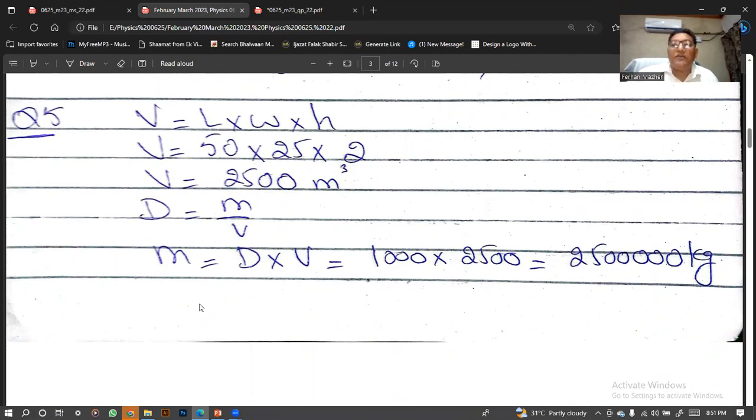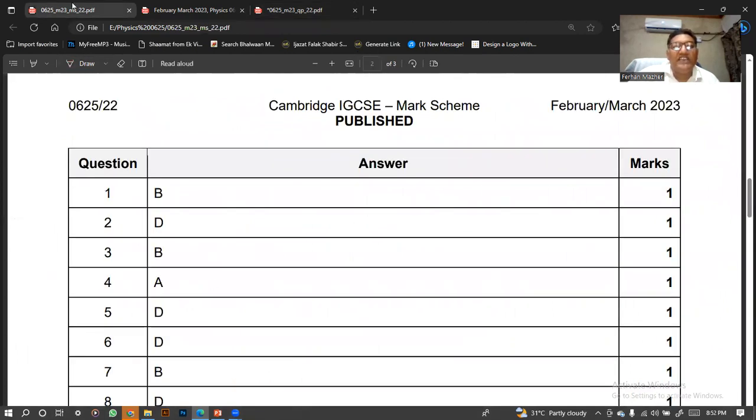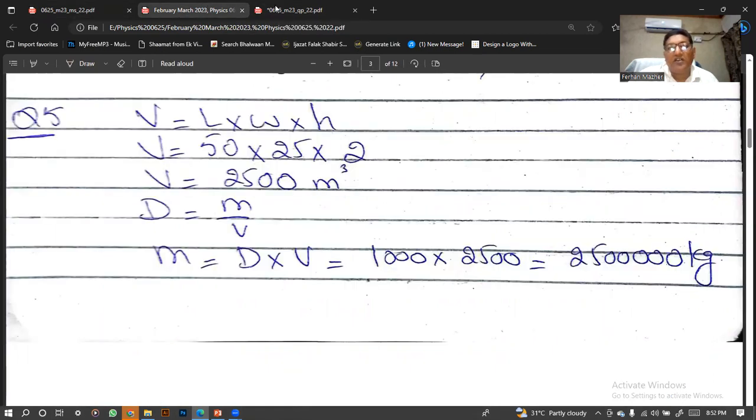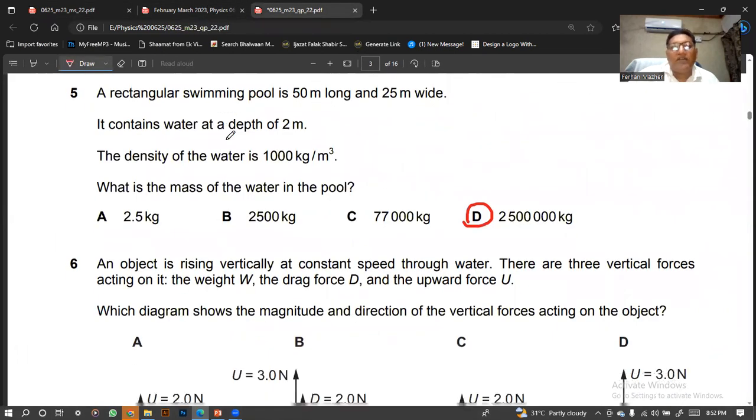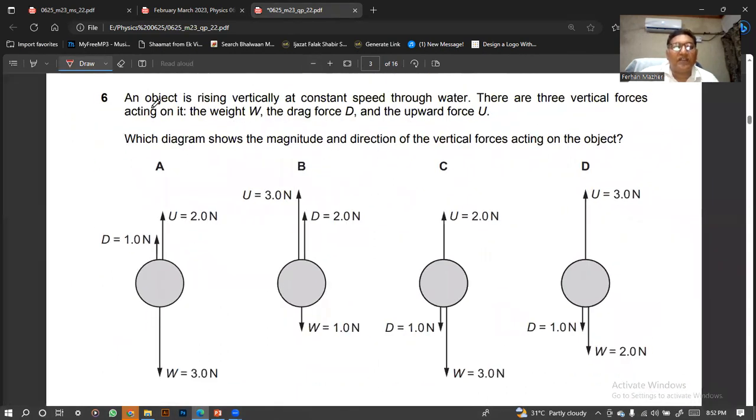So when you multiply them, you get 2500,000 kg. And I think D is the right option, sir. Question number 5, D is the right option. Okay, so we will go to the next question, question number 6.